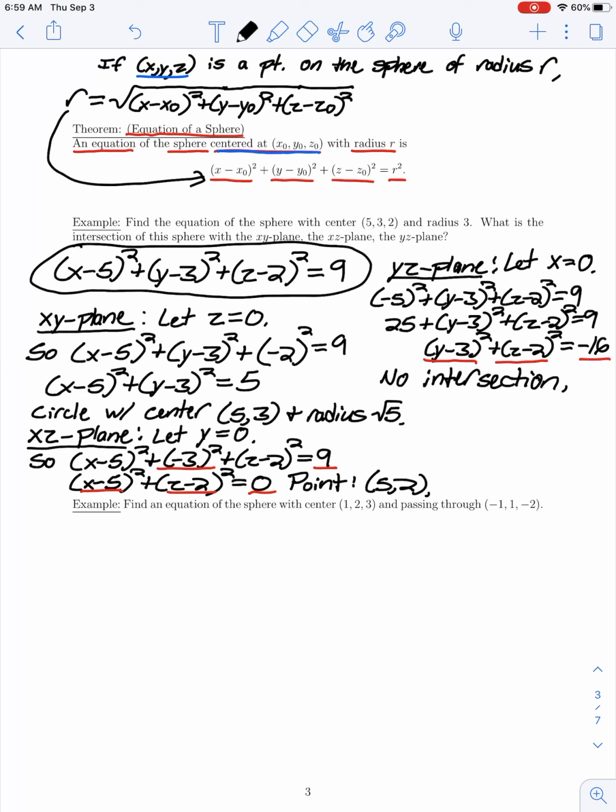Okay. So let's look at another example involving spheres. Our next example is to find the equation of a sphere which is centered at (1, 2, 3) and passes through the point (-1, 1, -2). So in order to find the equation of a sphere, we said we need two things. We need the center of our sphere and its radius.